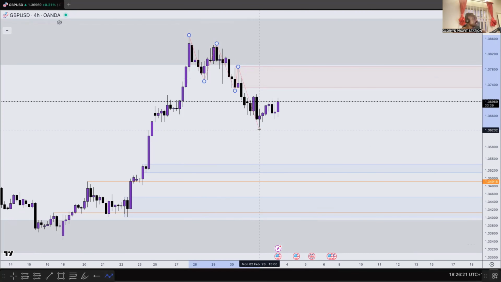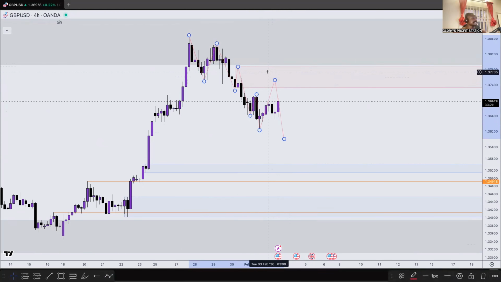All right. We got this massive push to the downside. So again, a lot of people will try to sell off of this area here, but these might be inducement levels. Okay, the markets might want to come back into this area here before the sell-off.